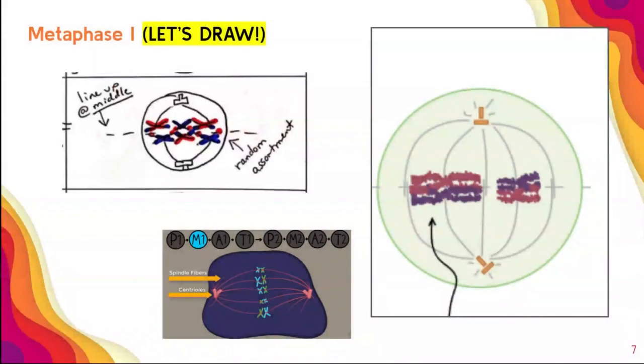Now let's draw it. Again, we have our circle. You can actually probably add another spindle fiber right here to go to these two homologous chromosomes. I draw my centromeres, I draw my spindle fibers, I draw my X's lined up in the middle. I like to draw a dotted line to definitely know I'm lined up in the middle. I put that random assortment is occurring. And again, you can color this later, but just make sure that you have your X's.